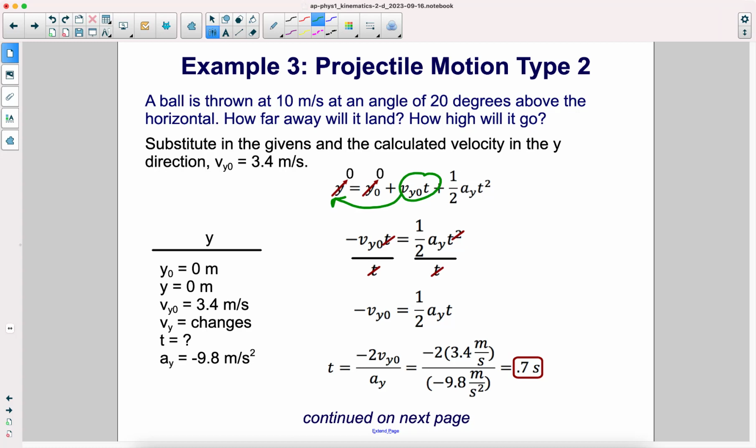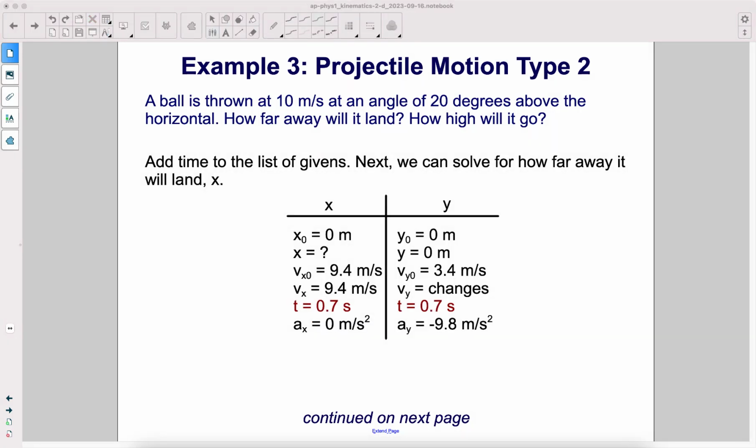Finally, solve this for t, so multiply both sides by 2, divide both sides by a, plug in our numbers, the negative signs cancel, and we get 0.7 seconds of airtime. Add time to the list of givens. Look, it's here on both sides.